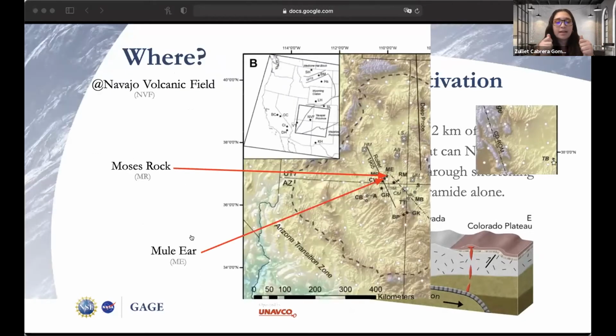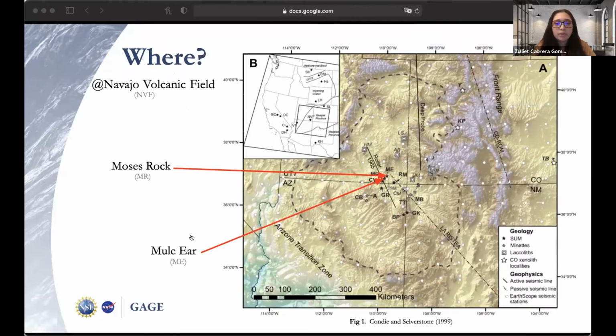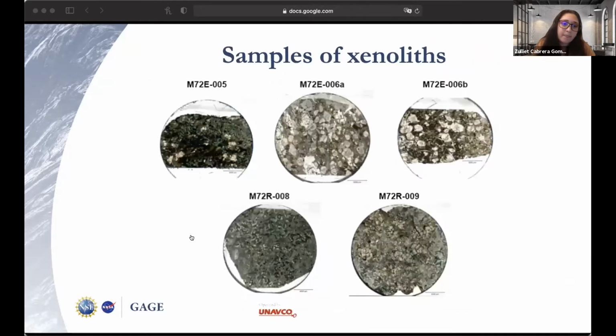Okay. Let's go. This image shows us where our samples were located. And we have a total of 5 samples located between the Moses Rock and the Mule Ear diatreme. 2 xenoliths were taken from the Moses Rock as well as the Mule Ear. And the Moses Rock produced 2 thin sections while the Mule Ear diatreme produced 3 thin sections.